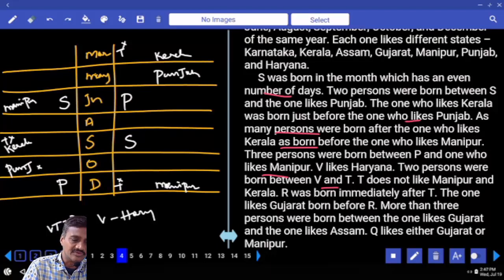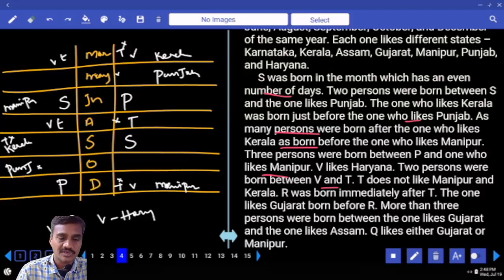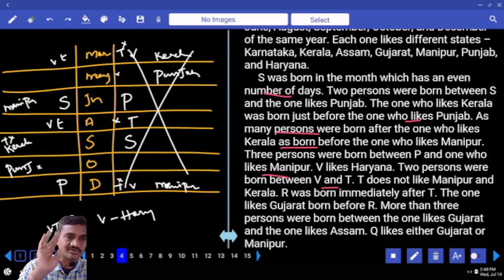Then now can we have T at this place? T, there is a possibility. If T is here, V must be here. Are you getting this one or not? Now T and V, there is a possibility over here. The next one, 2 persons between T and V, we cannot have T and V here. And if you have T and V, then T must be here, and V must be here or here. In both the cases, V Haryana is ruled out. Hence this case is completely ruled out. Now we are left with this case.